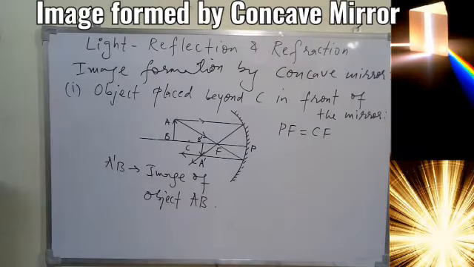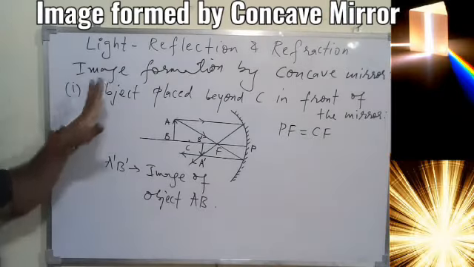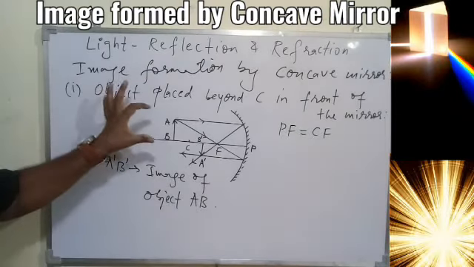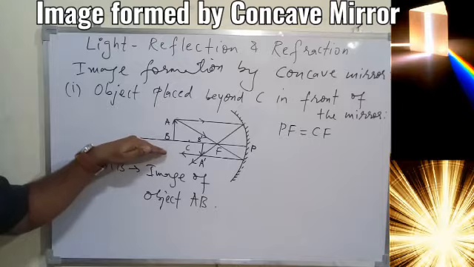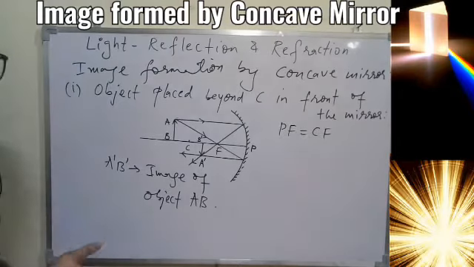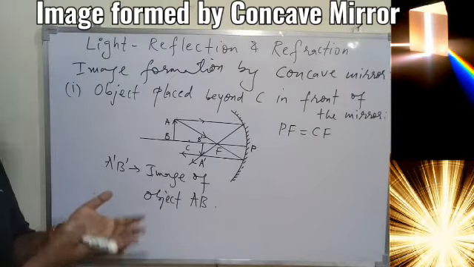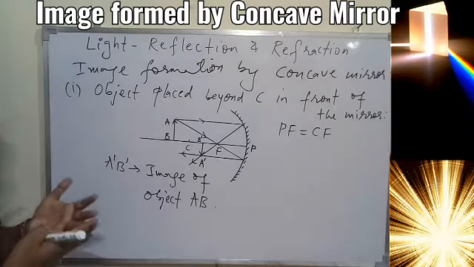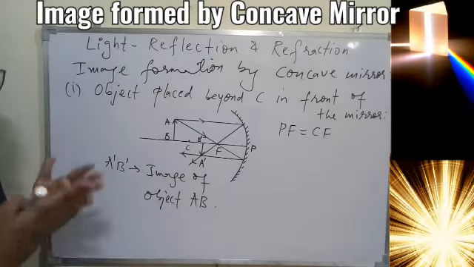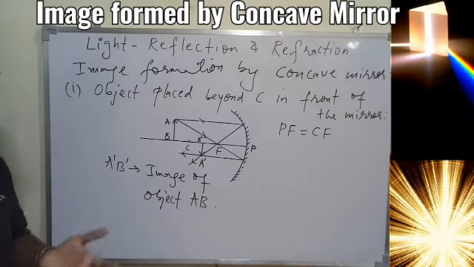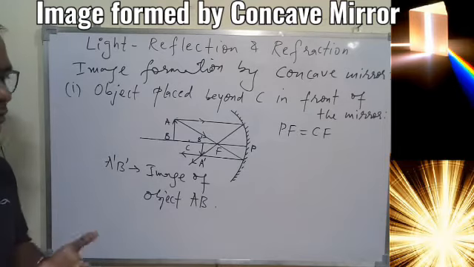I hope you understood what I have done here. I am repeating again. This is A prime, B prime. We have an object AB placed on the principal axis. All the time we have to place the object above the principal axis. Now we have to apply any 2 rules for the ray diagram, and wherever the 2 different rays of light meet or try to meet, that will be the point where the image will be formed.